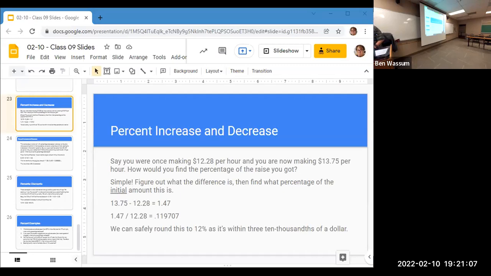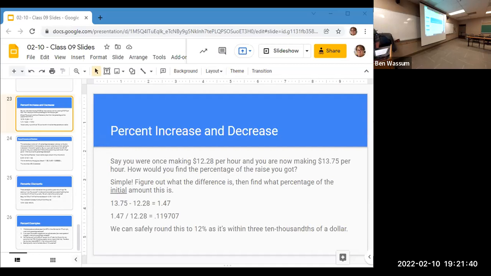So say you're once making about $12.28 an hour, and you're now making $13.75 an hour. How would you find the percentage of the raise you got? I mean, let's face it. Tons of employers will be like, oh yeah, you got your annual raise. And then they just wouldn't tell you what's happening from there. And you're like, you'll look at your paycheck, you'll figure it out. Now, granted, if I got more than $1 a raise every year, I'd be happy, but you know.